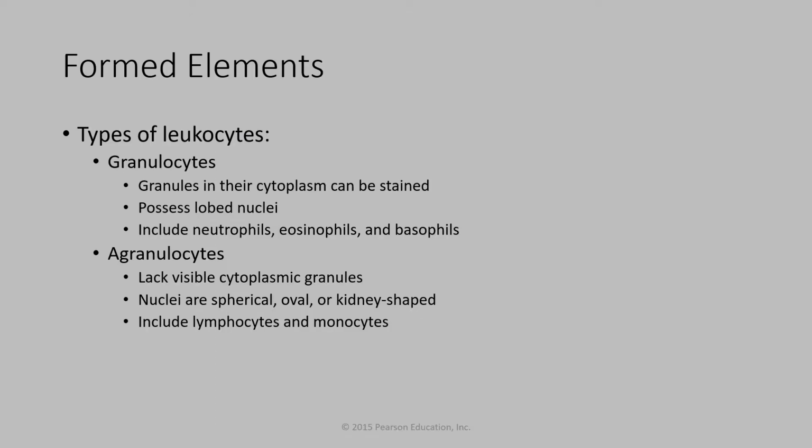So the formed elements, the type of leukocytes, we have a way of dividing them. You know how we like to subdivide everything. So there's 2 main categories, the granulocytes and the agranulocytes. The granulocytes, when you stain them, it looks like there's grains, almost like someone's dumped a bunch of sand in the cytoplasm. They do tend to possess nuclei that are lobed, and this will include your neutrophils, your eosinophils, and the basophils. The agranulocytes don't have those granules that you can see when you stain them. The nuclei tend to look either kind of kidney-shaped, oval, or spherical, and this will include your lymphocytes and your monocytes.